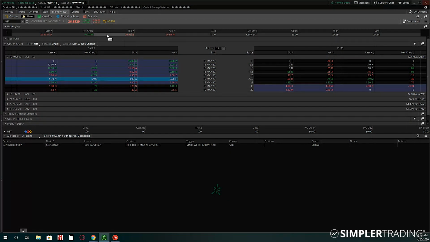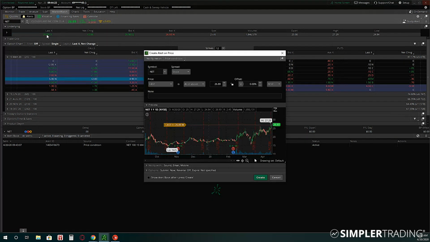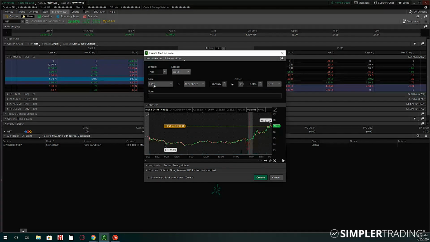So if that's the case, then I can go to the ask here, or the last. Let's just go with the last. And you can see now it's on the actual stock underlying price itself. So here I want the last if it's at or above $28, right? Because we know if it gets at or above $28, then there's a strong probability within that 3-point range that it could start to stall out around there, just given the history of NET. So we're going to go ahead and click create.